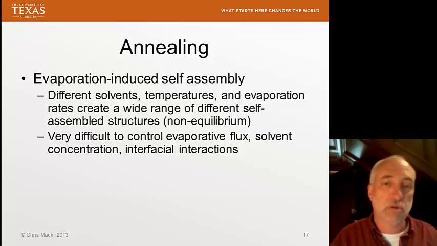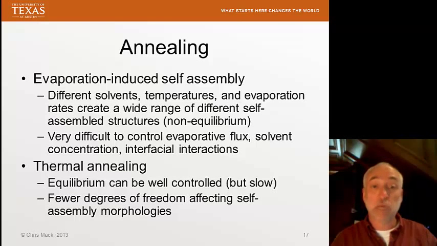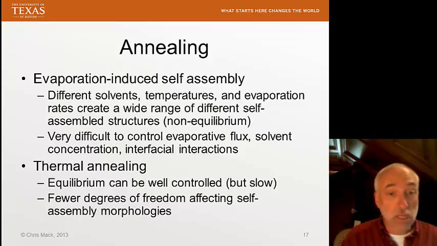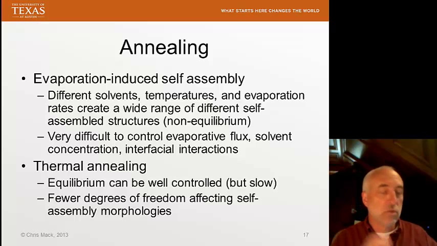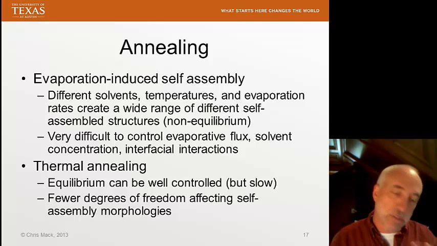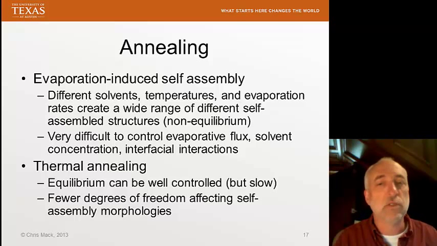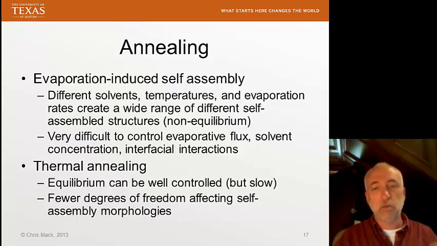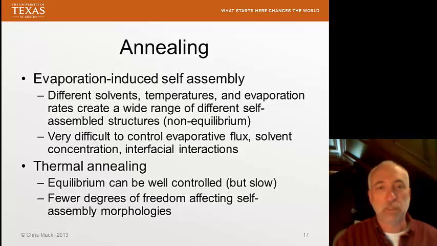This is somewhat difficult to control and tends not to be as useful, but thermal annealing is often better. We can achieve an equilibrium. It is slow, and there are not very many degrees of freedom to affect the morphology, that is the shape and the structure of the block copolymers after they've rearranged themselves. But nonetheless, thermal annealing is almost always the preferred approach to allowing the block copolymers to rearrange themselves into the lowest energy configuration.